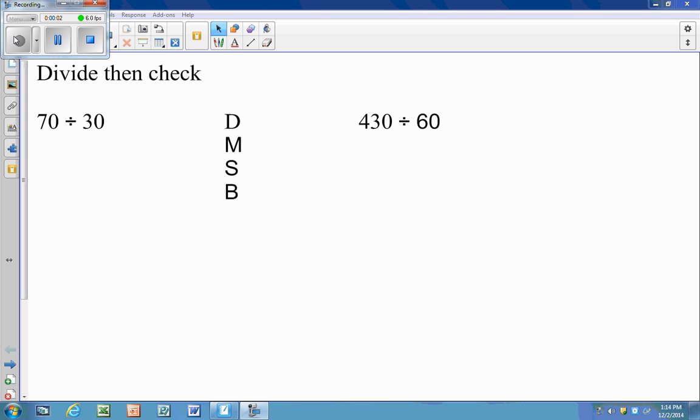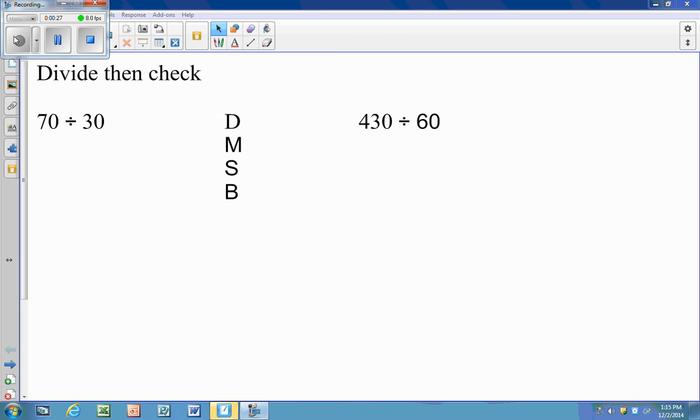This is Module 2, Lesson 13, Dividing with Multiples of 10. So the first thing we're going to do is remember that we always need this DMSB, which reminds me to divide, multiply, subtract, bring down. And once I get down to the B, if I bring a number down, I always have to go back to the top.